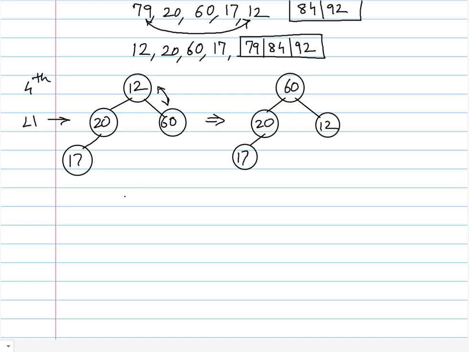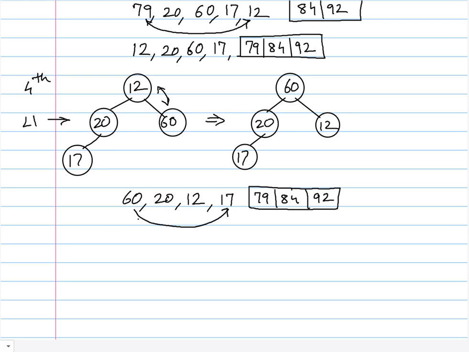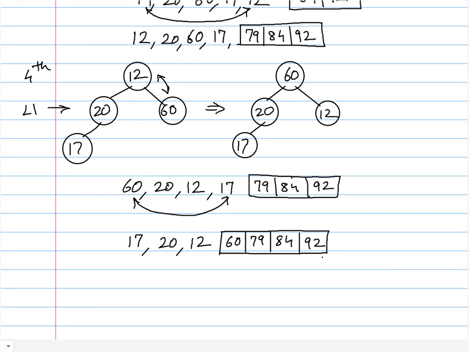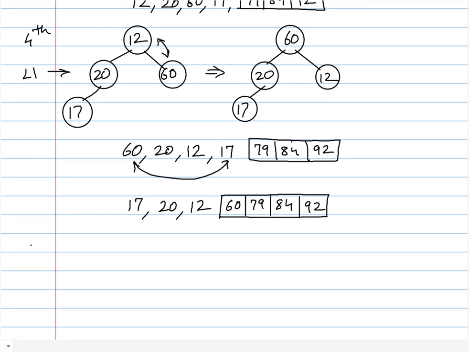Now let us rewrite this in the form of an array. So 60, 20, 12, 17, and your sorted part consisting of 79, 84 and 92. So now we'll swap first and last element. So now your unsorted part will have 17, 20, 12, and your sorted part will have one more element added, that was 60. So 60, 79, 84, 92. So this is the end of your fourth phase. Now we'll go with the fifth phase.